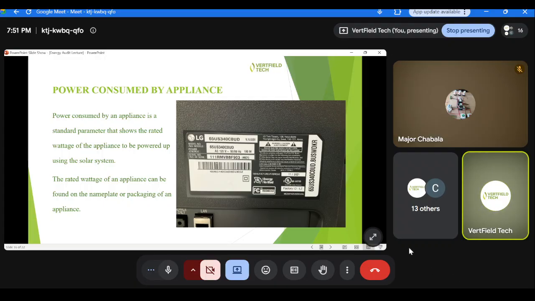On my screen, we can see a typical example of a nameplate right now. Now, I want all of you who can see my screen, please, to tell us what is the wattage or energy consumption of this LG TV? Who can tell us, please, quickly? If you can see the screen very well, you can tell us.